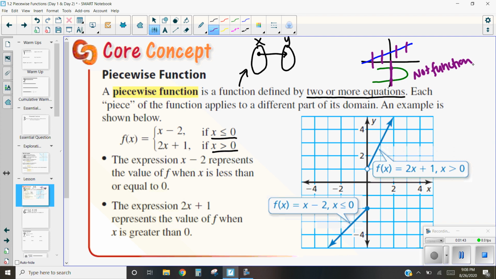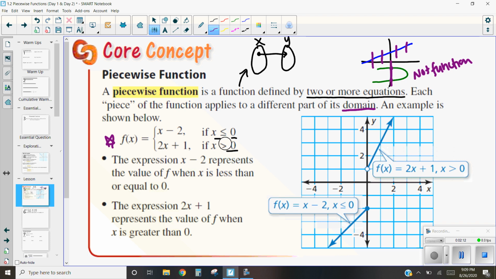So these piecewise functions are two or more equations put together to create a function. That means that the domain, or all the x values, are represented, but they might be represented by different equations. So let's look at this example below. Here we have f of x equals x minus 2 if x is less than or equal to 0, or 2x plus 1 if x is greater than 0.